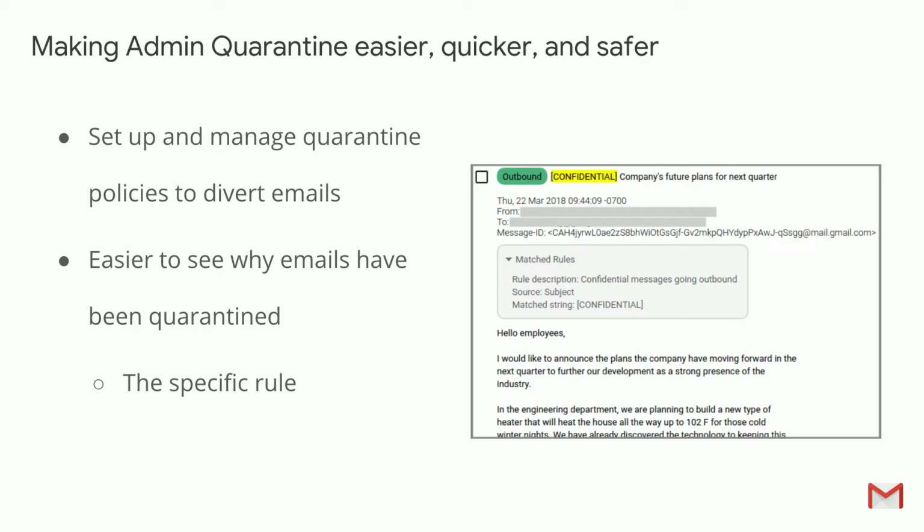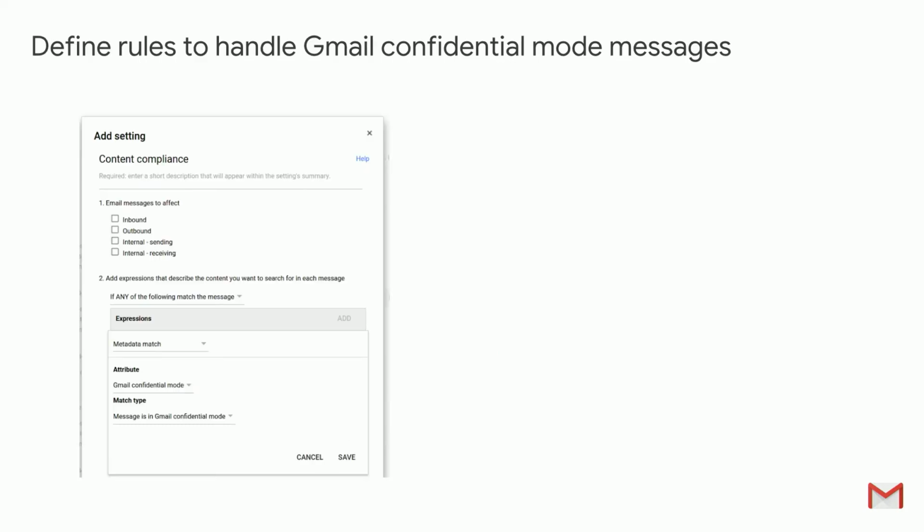Admins will be able to see the specific rule that was triggered to cause the email to enter admin quarantine and the matched content when appropriate. For more information, check out the Help Center.